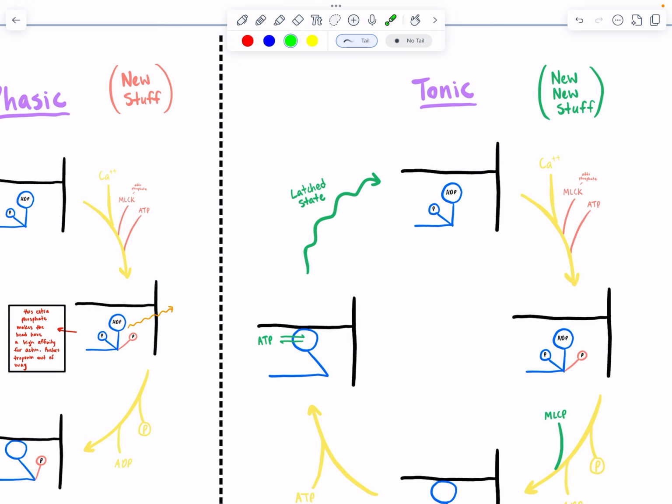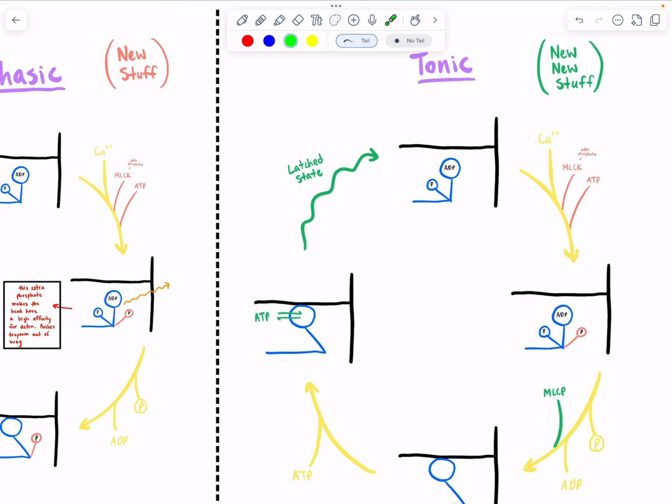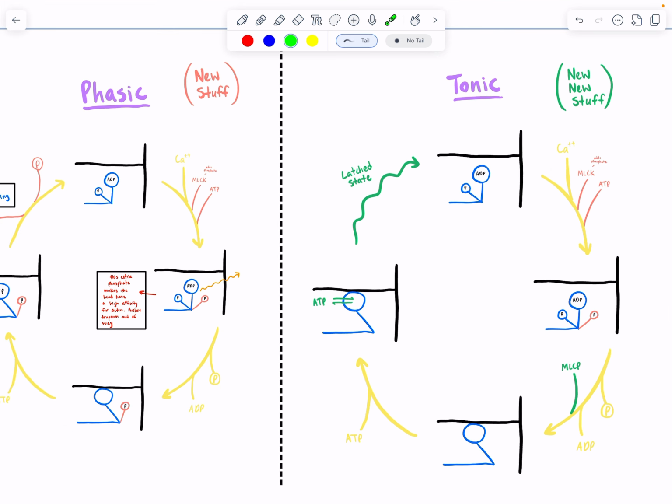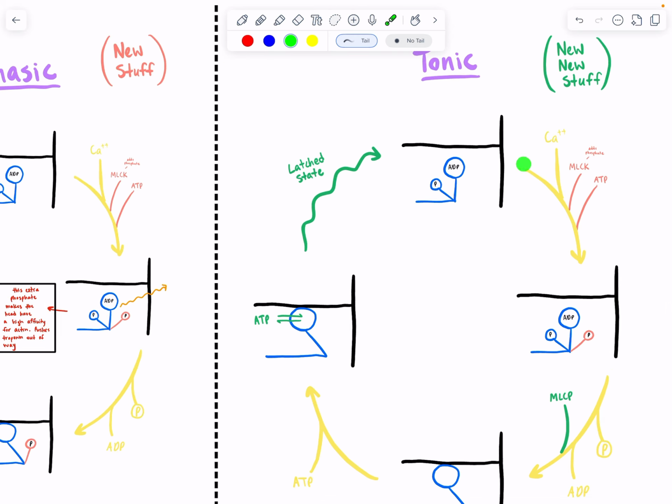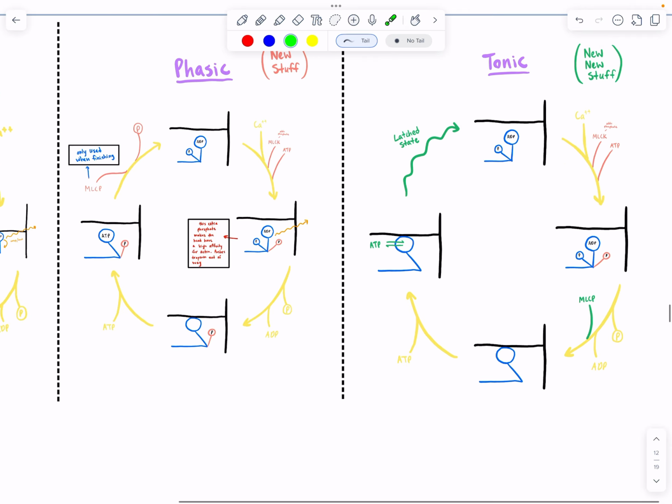So comparing that with this state, this is the tonic phase, or the tonic cycle. And in the tonic cycle, we have the same steps. So MLCK and ATP come in. They add the extra phosphate. We see the extra phosphate here. However, in this case, MLCP comes in quicker. So basically, that phosphate comes on. It's able to move that tropomyosin out of the way.